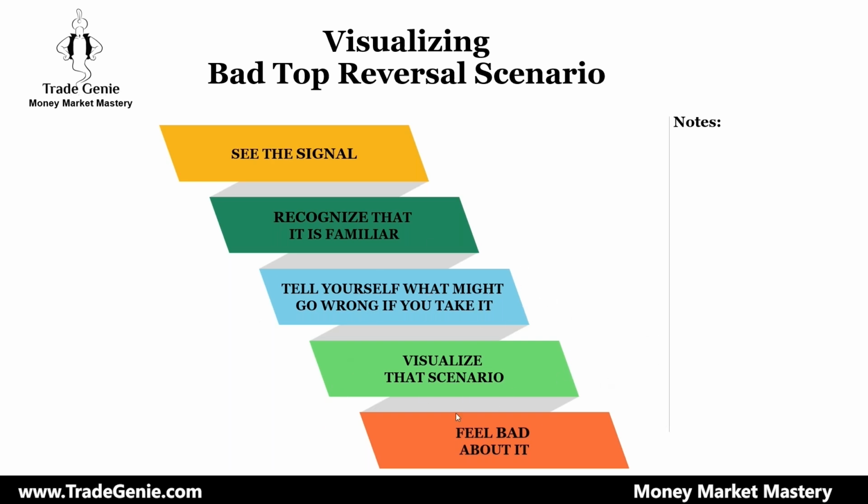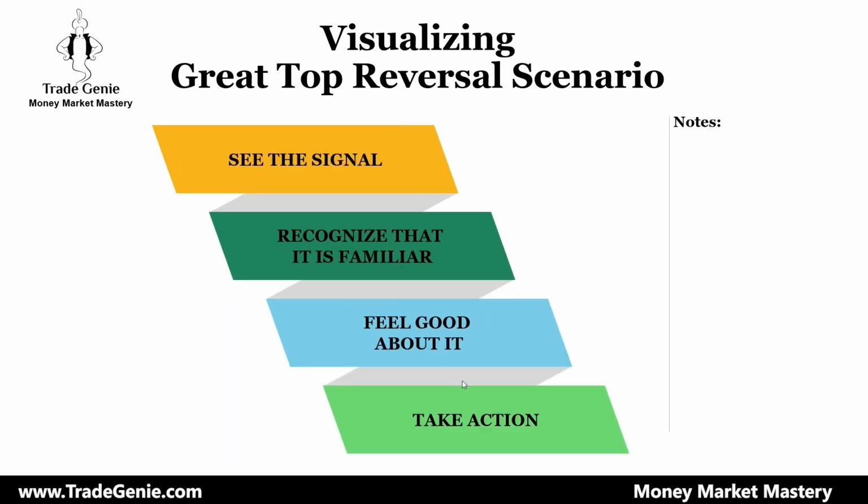If you're creating a scenario, maybe you need to do something to turn around these two steps, and don't feel you're forcing that, like, okay, now she said I need to feel good about it. Not like that. You really feel good about it, and then you take bold and courageous action. So this is a bad scenario, visualizing a bad top reversal scenario. So don't do this. You need to do it like this.